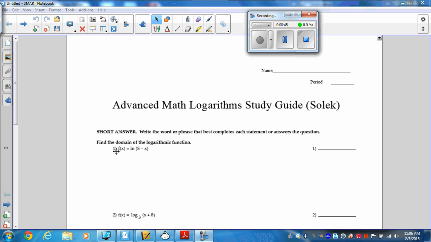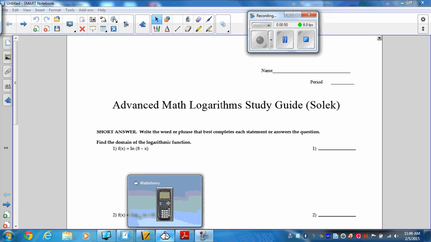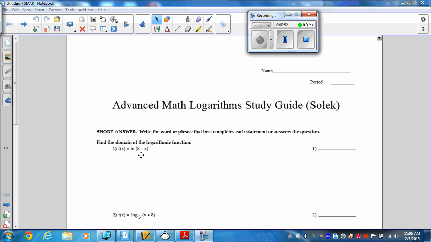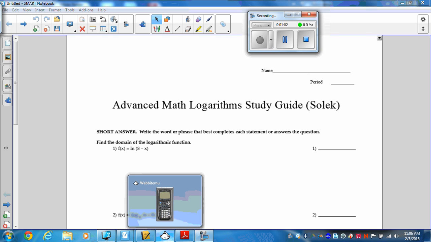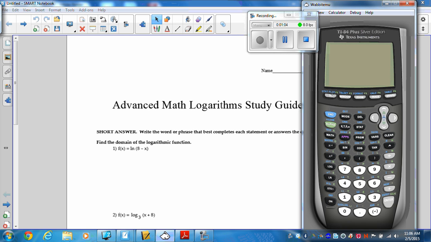Looking at question number 1, it says to find the domain of the logarithmic function. One of the ways you can do this is to look at this piece, and this is going to be the log. But perhaps the easiest way to do that, since you can use your calculator, is to graph this in the calculator. So you would graph y equals ln of 8 minus x.